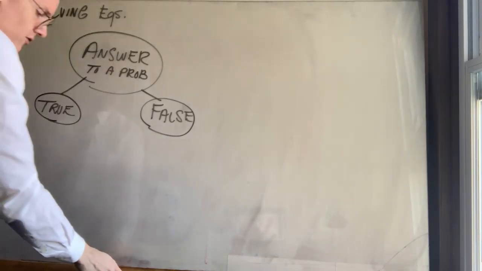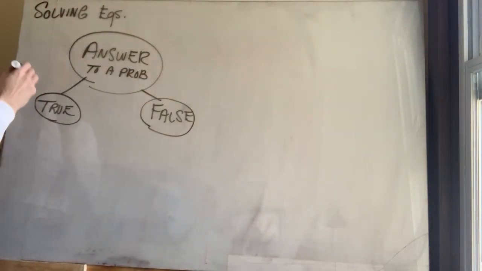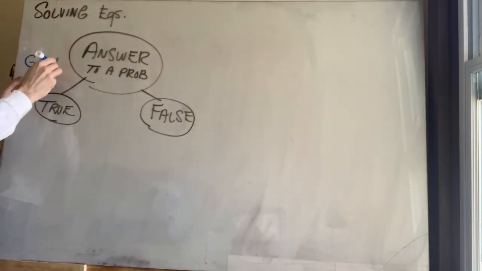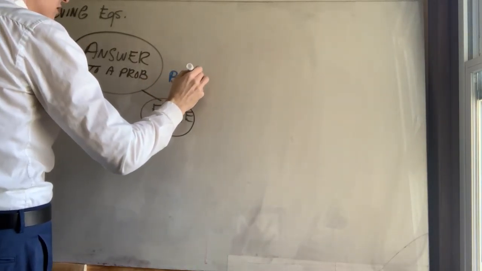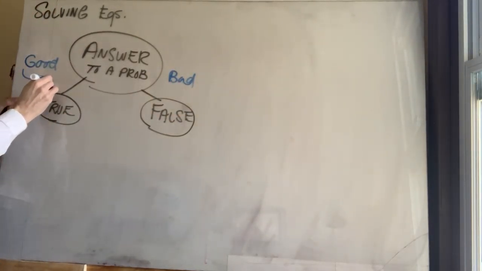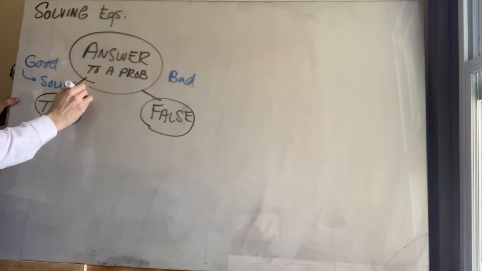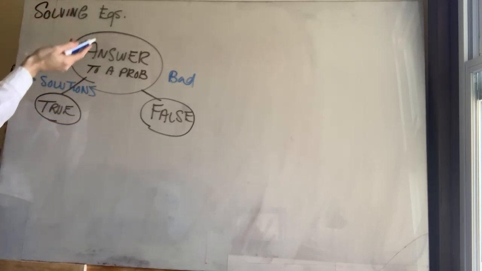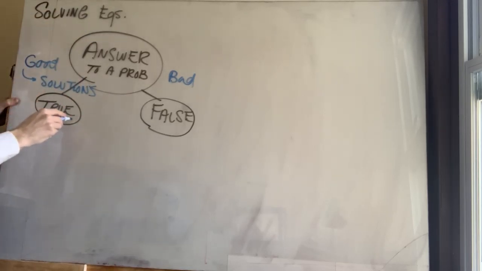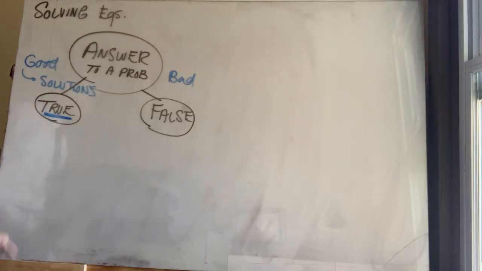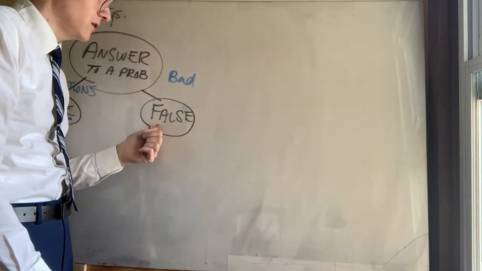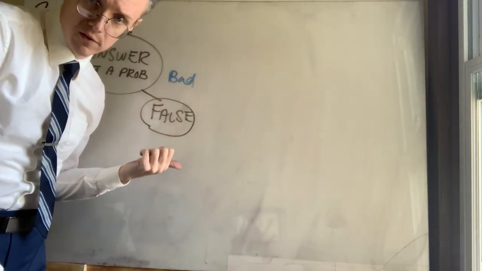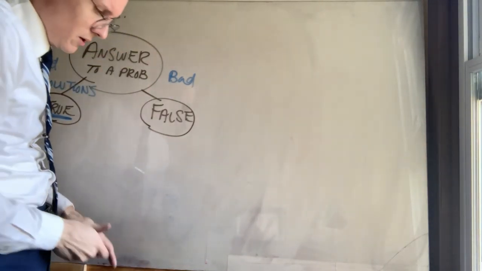It's the true answers in particular, the things that are good answers versus bad answers, that are referred to as solutions. What is a solution to an algebraic equation? An answer that's true, right? What is not a solution to an algebraic equation? Something that's a false answer when you test it. Okay.